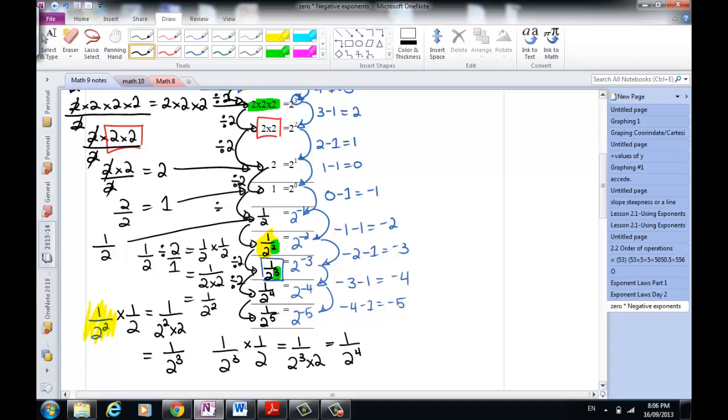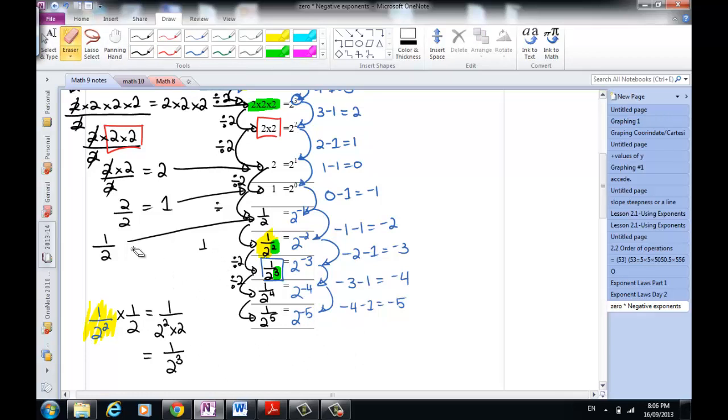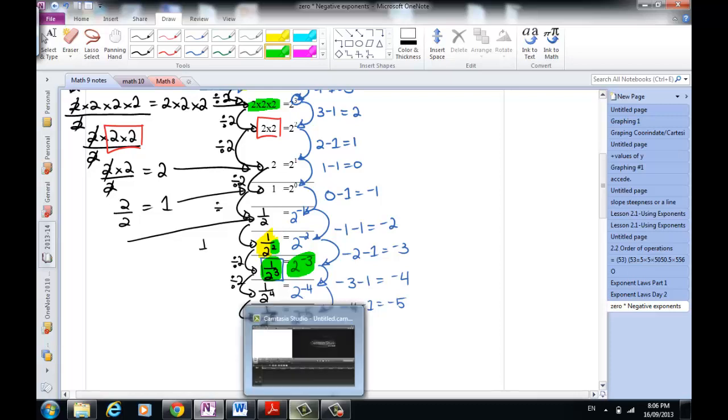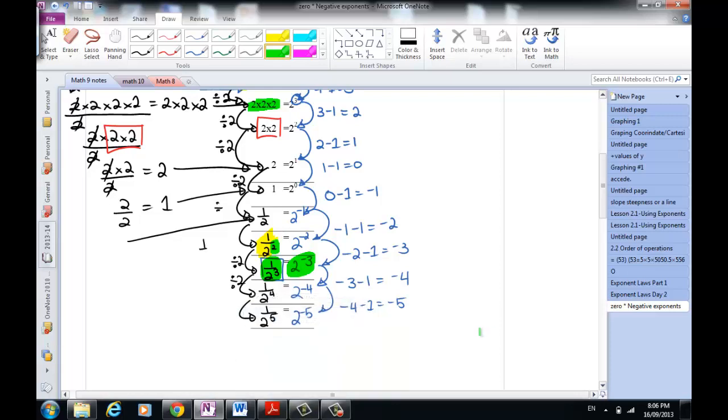There was a lot of messiness in there. I'm going to erase a few things just so that we can focus on this side over here. What I want us to notice is that it's very similar to what we would have done if it was positive. The difference now is instead of having 2 cubed, I have 2 to the negative 3. And that can also be rewritten as 1 divided by 2 cubed. So I've got 1 over 2 cubed is equal to 2 to the negative 3.